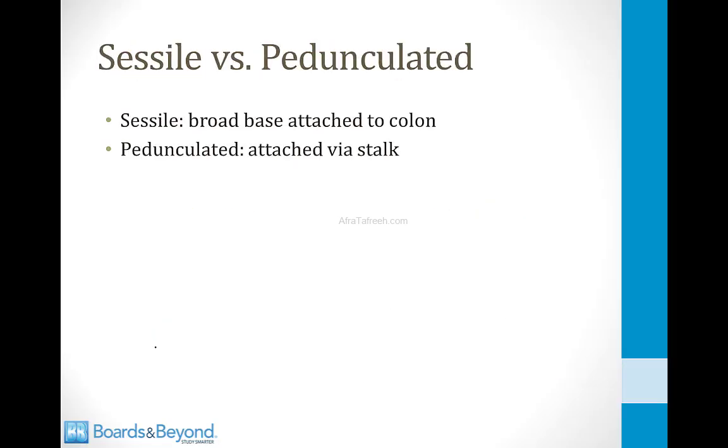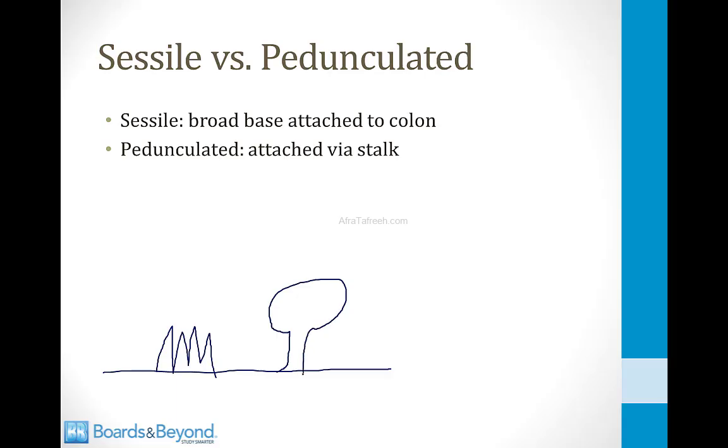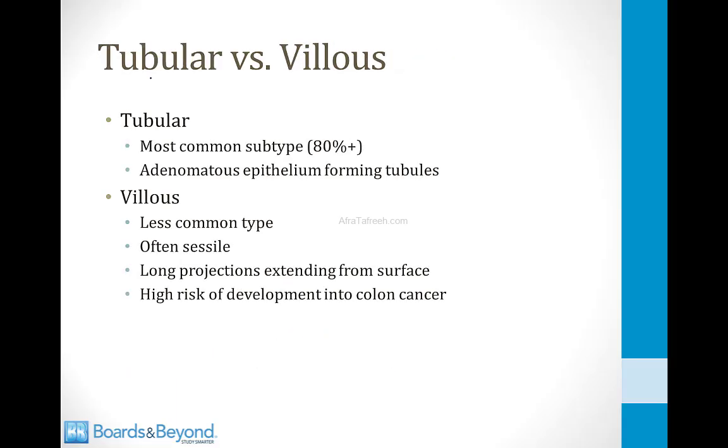To understand the difference between a sessile and a pedunculated polyp, imagine that we have the wall of the colon here. A sessile polyp has a broad base with extensions out into the lumen of the colon. A pedunculated polyp, on the other hand, has a stalk attached to a little ball at the end, and the ball contains the dysplastic polyp tissue. The more important distinction has to do with the appearance of the polyp under the microscope. There are two types of histology seen in colon polyps.